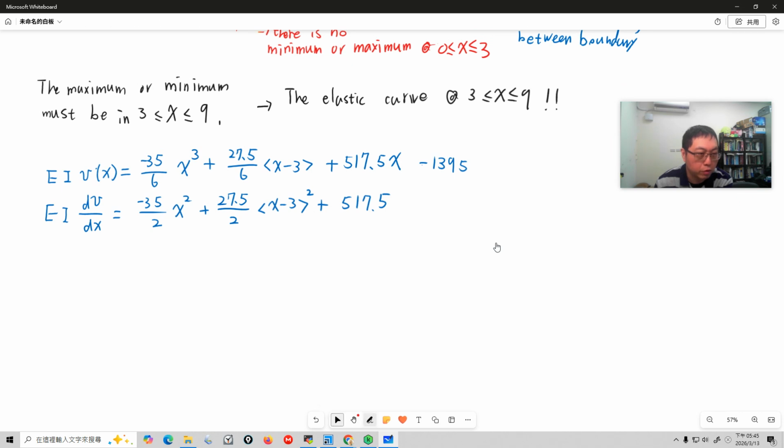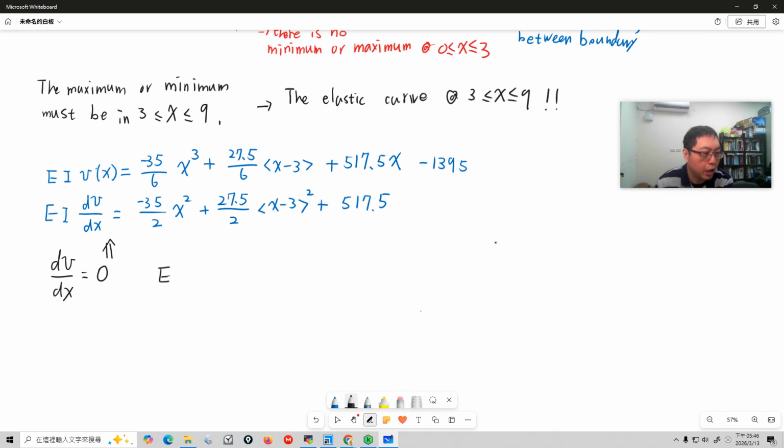Next thing we want to find is a maximum or minimum of the elastic curve. So we need the first derivative equal to 0, right? First derivative equal to 0 means you have a maximum or minimum. Then we put the information in there.